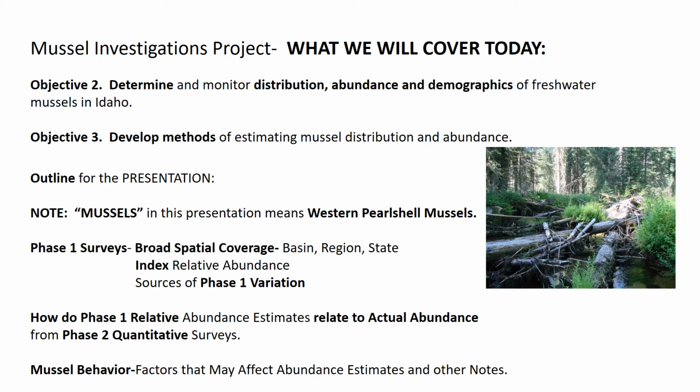The outline for the presentation: I'm going to talk about our Phase 1 surveys, which provide broad spatial coverage. They're an index of relative abundance. And then I'm going to talk about the sources of Phase 1 variation. Next, I'll talk about how Phase 1 abundance estimates relate to actual abundance from Phase 2 quantitative surveys. And then I'm going to talk about some mussel behavior and factors that can affect abundance estimates, with some other notes.